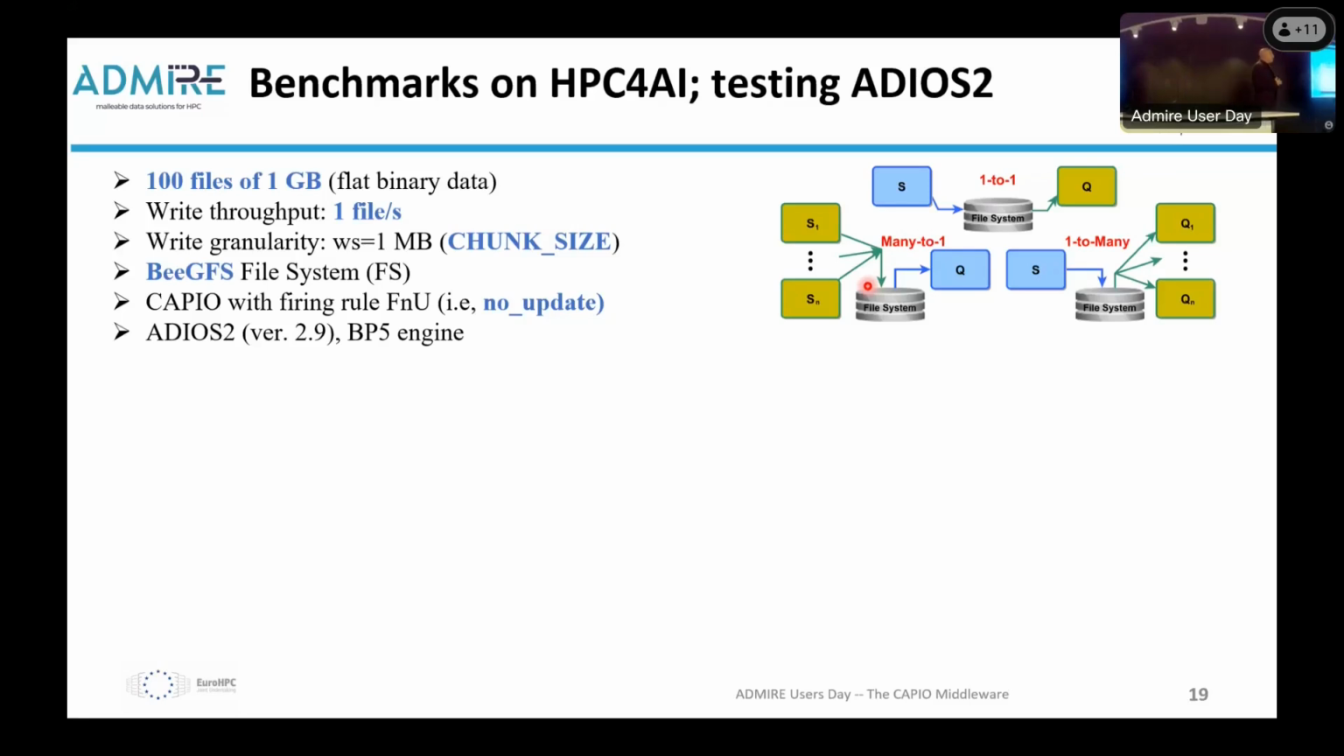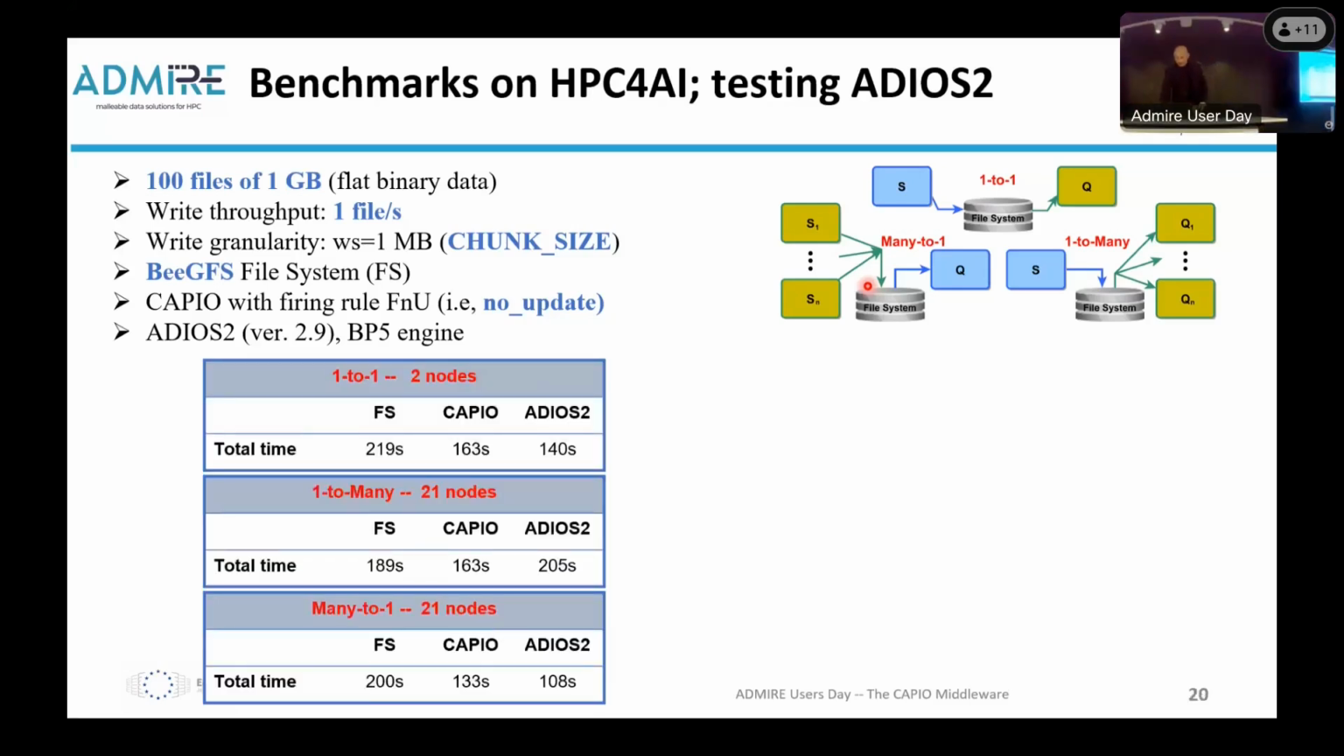For ADIOS 2, we use the latest version, 2.9, using the BP5 engine. That is basically a kind of special, optimized data format, and it enables streaming between producer and consumer, okay? And the backend of ADIOS here is the file system itself. So ADIOS enables streaming using the file system. So what we obtain are these results here.